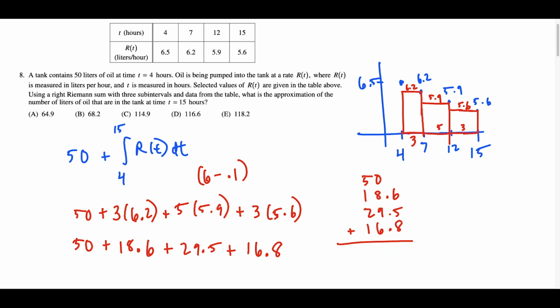So here I got 6 plus 5 is 11, plus 8 is 19. Carry the 1, bring the decimal down. 1 plus 8 is 9, plus another 9 is 18, plus 6 is 24. Carry the 2. We got 7, 8, 10, 11. So 114.9. This is going to be choice C.